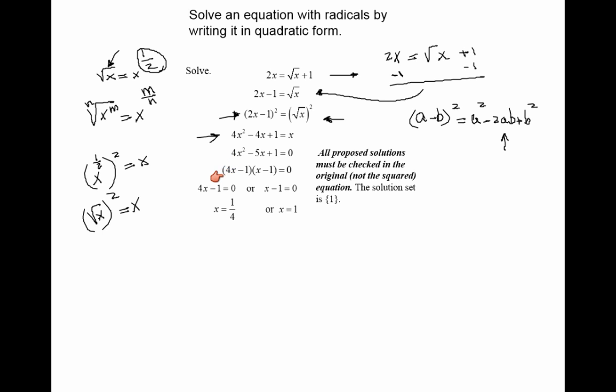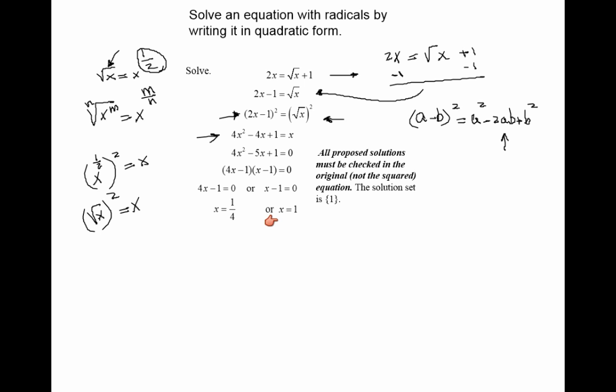Again, if you have a problem with factoring at this point, you really need to refer to the sessions on factoring that I have. So here we solve for x by setting each of these parentheses equal to 0. So 4x minus 1 equal to 0, x equal to 1/4. x minus 1 is equal to 0, so x equal to 1.